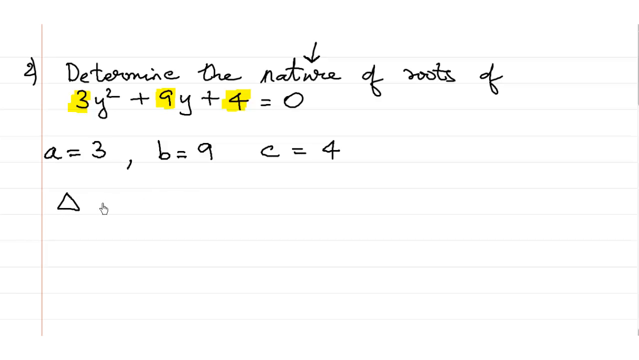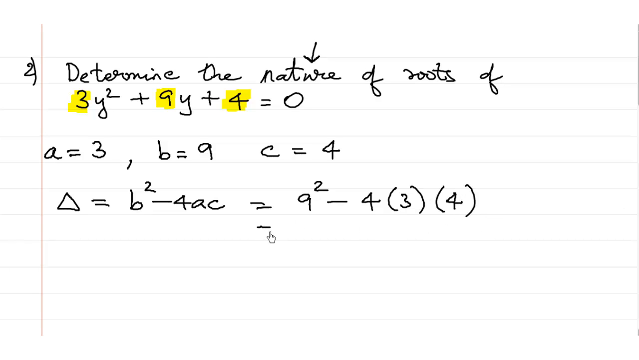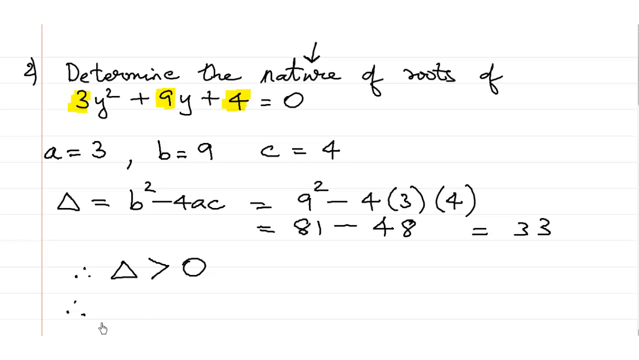So delta is equal to b square minus 4ac, which is 9 square minus 4 into a is 3 and c is also 4. So we have 81 minus 4 fours are 16, 16 threes are 48, and 81 minus 48 is 33. So now we know that 33 is a positive number. Therefore delta is greater than 0.